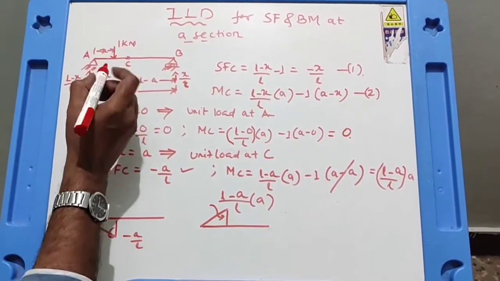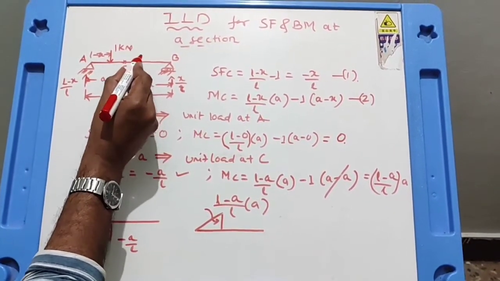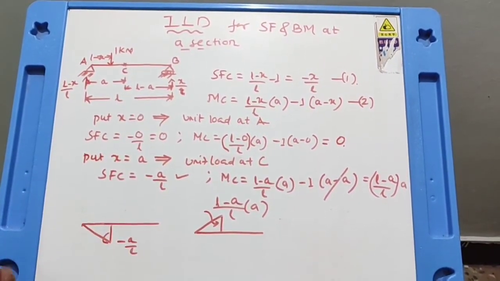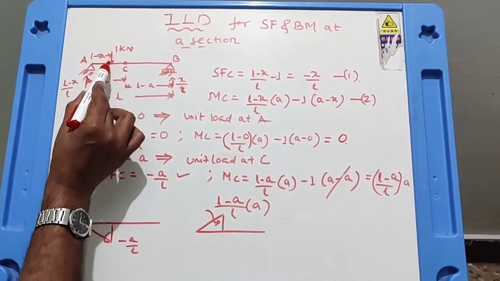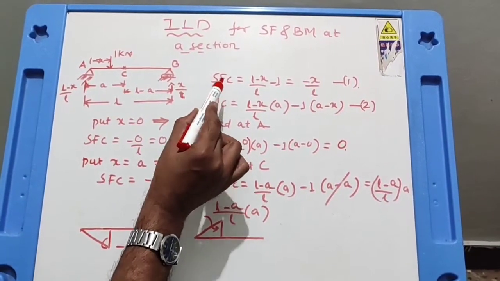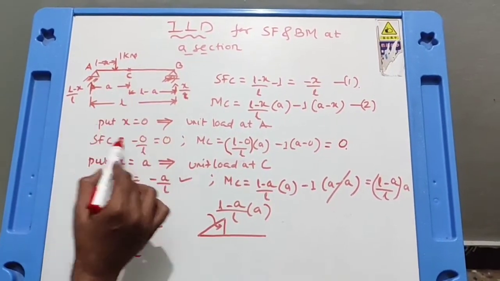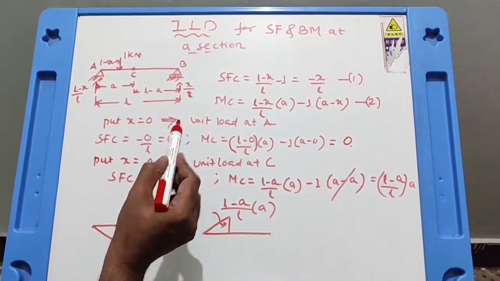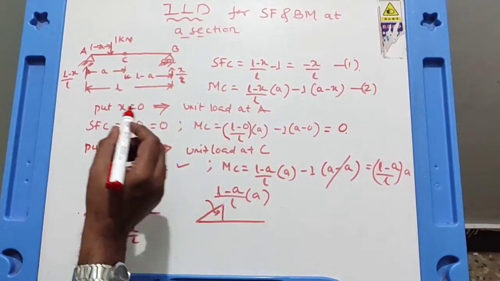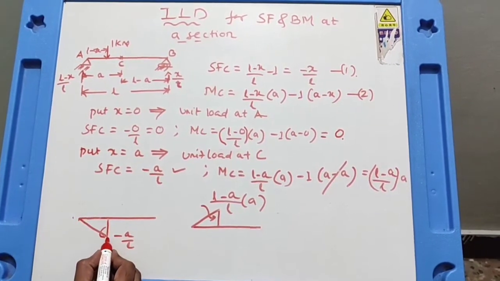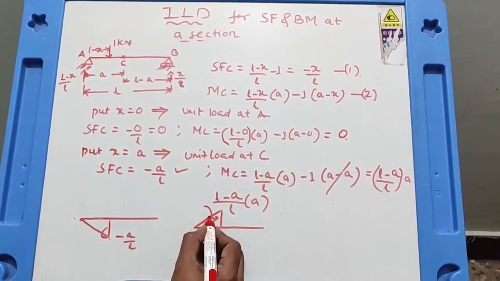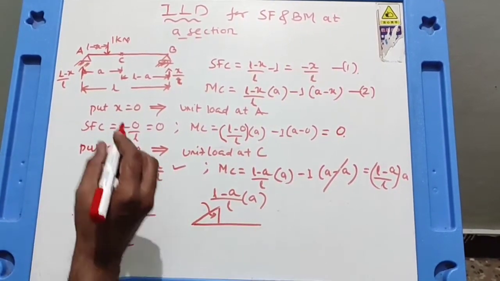Now what we have to do next? We have to make this unit load occupy the zone C to B and complete the remaining diagram. I hope you have understood. So I repeat again what I have done. It's very simple. I made the unit load occupy a general position in the zone AC, and then found out the value of shear force and bending moment at C. I substituted x is equal to 0 and found shear force at A, which was 0. I again substituted x is equal to A and found shear force equal to minus A upon L. Likewise for bending moment: it is 0 when the unit load is at A, and L minus A upon L into A when the unit load is at C.